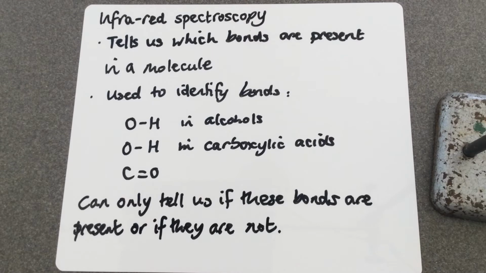At A level, the key bonds that we are going to be looking for are OH bonds, either in alcohols or carboxylic acids, because they behave slightly differently, or the CO double bond, the carbonyl bond, present in aldehydes, ketones, carboxylic acids, and esters. And basically, infrared tells us whether these bonds are present in the sample or whether they are not.